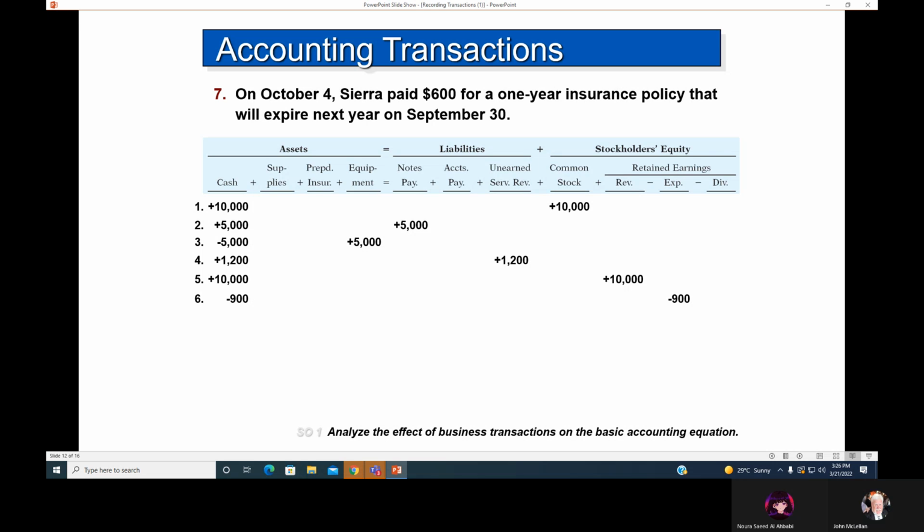On October, Sierra paid $600 for a 1-year insurance policy that will expire next year, September 30th. Prepaid insurance. So what's the other account? Cash. Cash goes down, prepaid insurance goes up, both on the same side of the equal sign. Any questions? Okay.